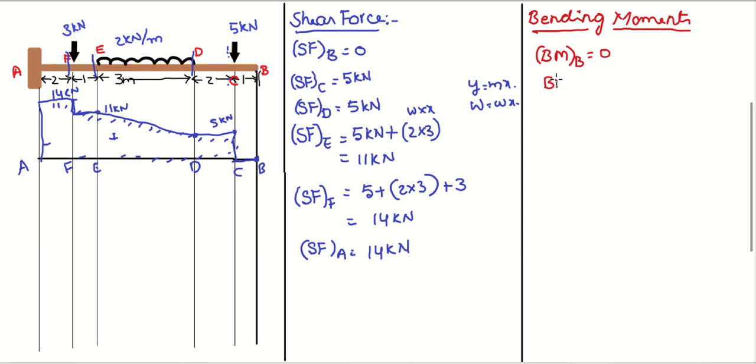Bending moment at C. So the sum of the moments we have to calculate. There is no force at B to be multiplied with distance up to C. We have the 5 kilonewton added at C. So in order to calculate the distance, 5 multiplied by 0 up to C, right? So that is also 0. 5 into 0, let me say 0.